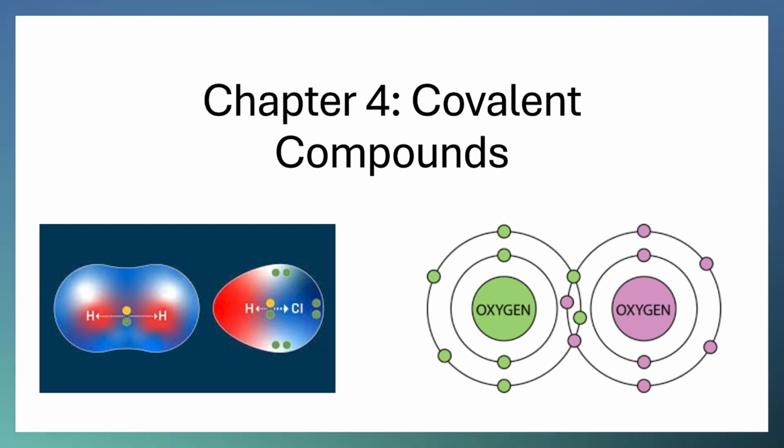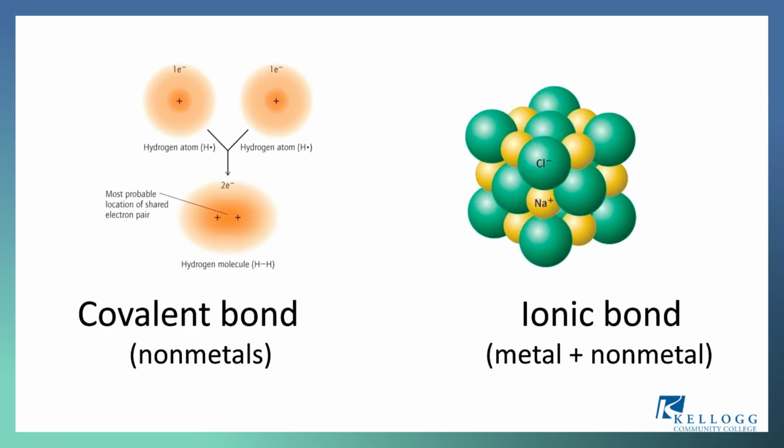So this chapter is on covalent compounds, and if you remember right, when we were talking about ionic compounds, we were talking about a transfer of electrons, and those were between metals and nonmetals. So you have, in this example, sodium that has that valence electron that it wants to get rid of, and you have chlorine that wants to take that electron, and so sodium is just going to give up that electron to chlorine. So you have that complete transfer of electrons in an ionic bond.